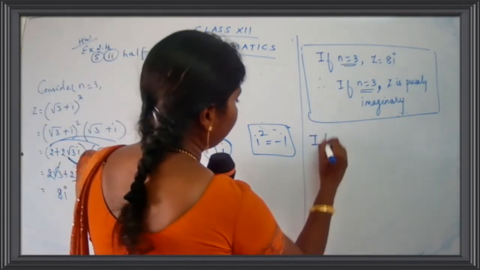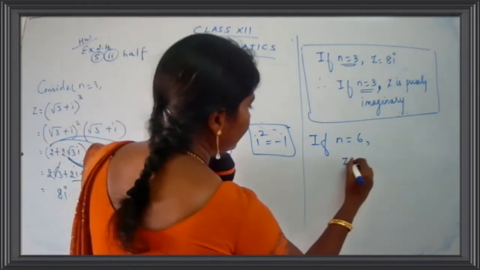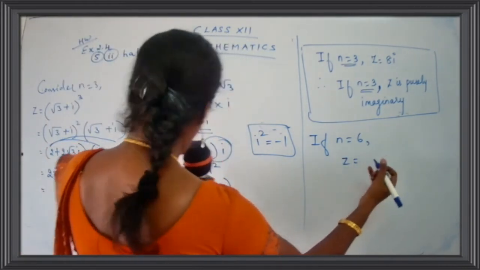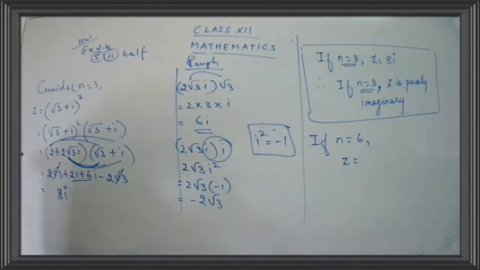If n is equal to 6, z is equal to... so how are you going to get 6? That is the main question. You would have seen that ma'am is writing directly 6. Why are we not going for 4, why not 5, why are we directly going to 6? I'll just tell you the hint, the idea of why we are using 6 there.